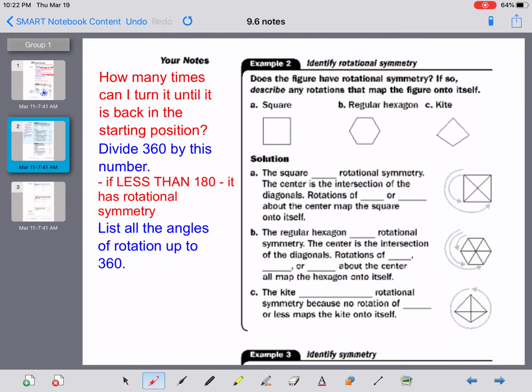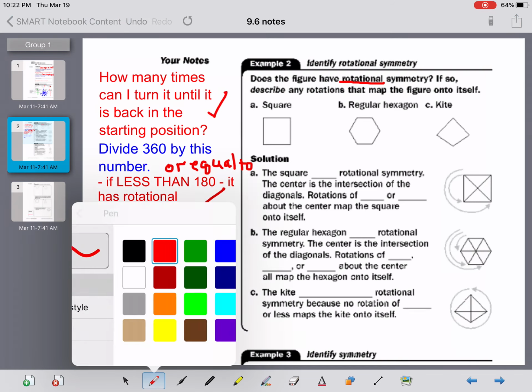So we're going to start here with rotational symmetry. And if you can see in the margin, I gave you some notes. You're going to ask yourself, how many times can I turn it until it's back in the starting position? If it's less than 180, or equal to, because it could be exactly 180, then it has rotational symmetry. So that's the key. Can I turn it exactly 180 or less, and it still looks like itself? Then it has rotational symmetry.